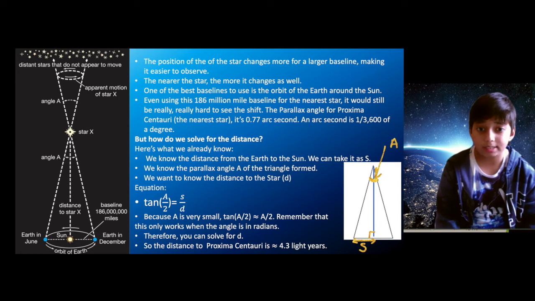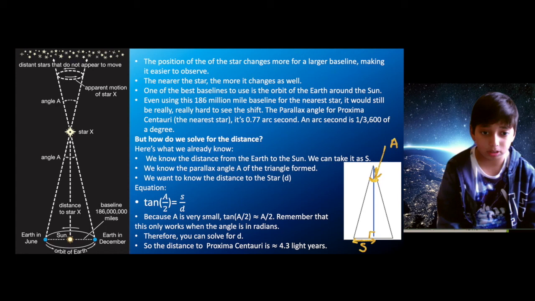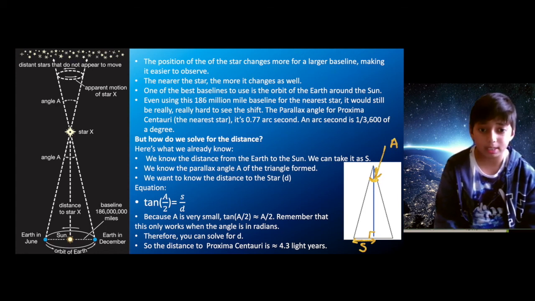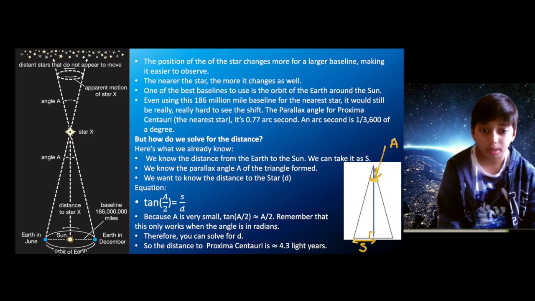Because A is very small, tan of A/2 is approximately equal to A/2. Remember that this only works when the angle is in radians. Therefore, you can solve for D. The distance to Proxima Centauri is approximately equal to 4.3 light years.